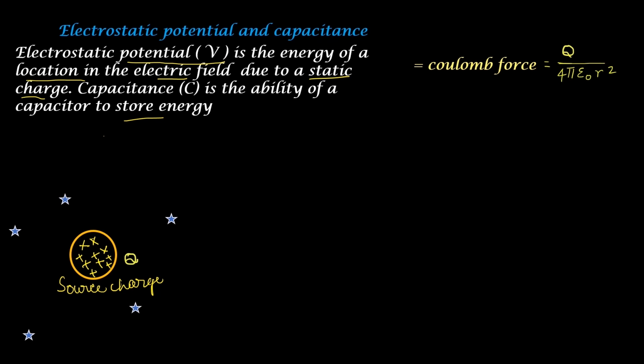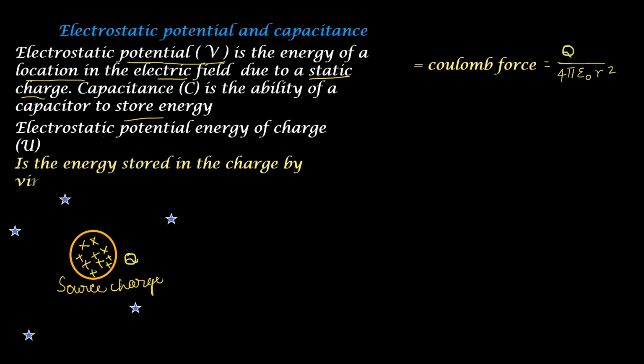So as the distance increases, the force decreases. Now the definition for electrostatic potential energy, represented by the letter capital U. It is the energy stored in the charge by virtue of its position in an electric field. Charges kept in different locations in the electric field due to a source charge will possess different amounts of energy. The energy acquired by the charge is called the electrostatic potential energy U of the charge at that location.